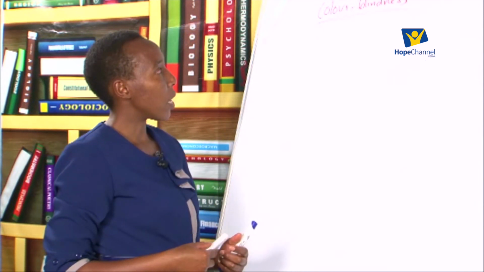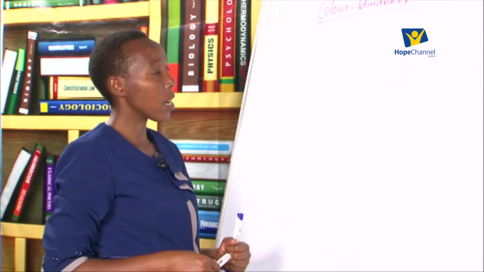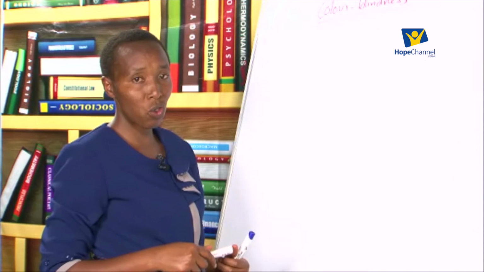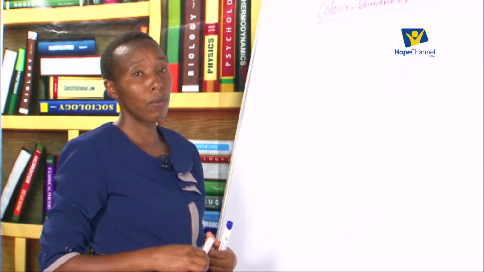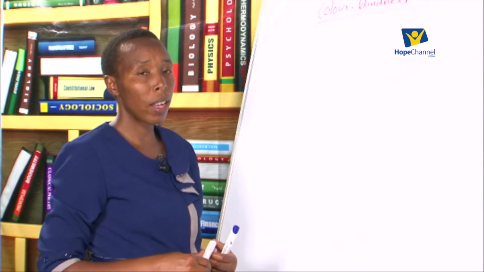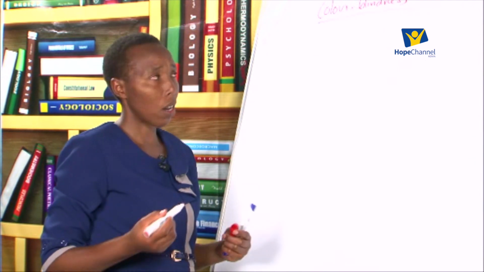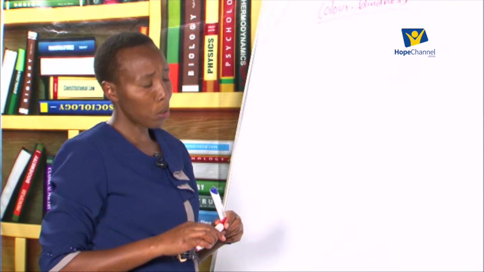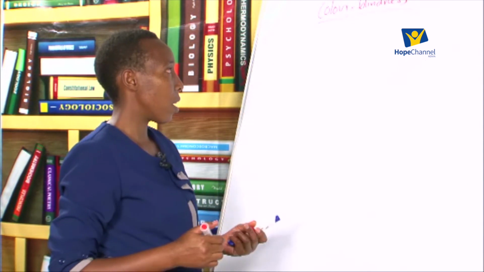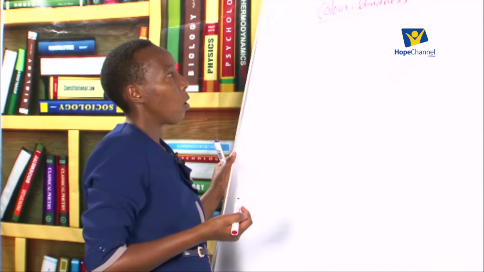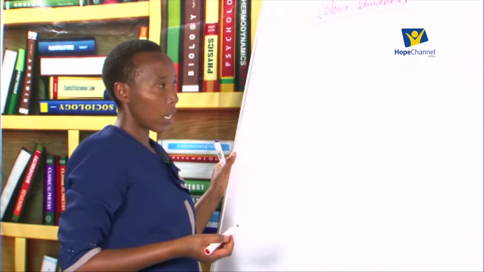Now, color blindness is a condition that is caused by a recessive gene, and this recessive gene is also carried on the X chromosome. But we need to have a picture. Let's have a brief discussion on the issue of color blindness.